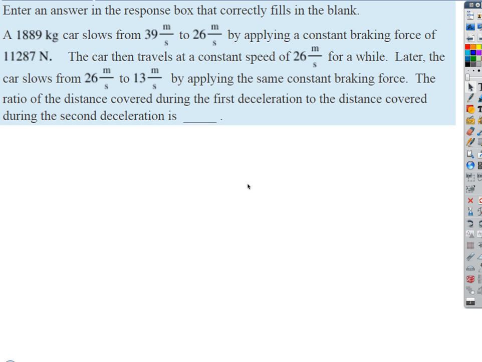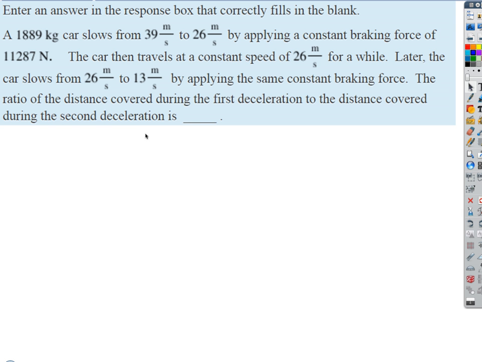Okay, so look, we're going to lose 13 meters per second of speed. It's going to slow down from 39 to 26 meters per second by applying a constant braking force, and it gives it to us, but we don't need it. The car then travels at constant speed for a while, and then it's going to slow down again. It's going to lose another 13 meters per second of speed. What I want you to do is give me the ratio of the distance it travels during the first deceleration compared to the distance it travels during the second deceleration, right?